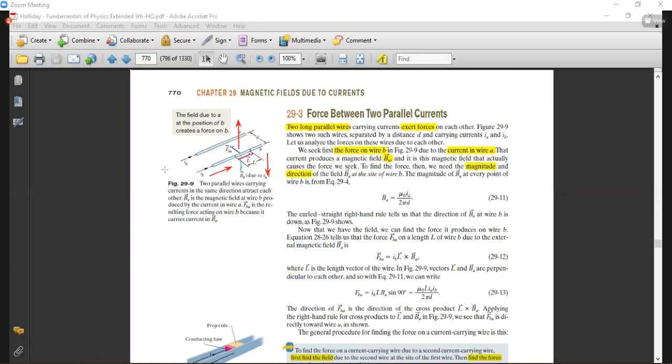You will take your thumb in the direction of the current, that would be in this direction. You will curl your fingers, okay? So the curl of the fingers will show me that the magnetic field will be in the upward direction in the upper side of the wire B, and in the downward direction in the lower side of the wire B. Now it is clear, beta? Yes. Okay.